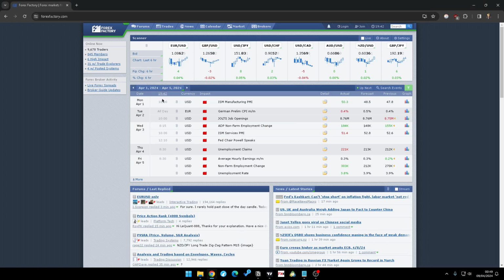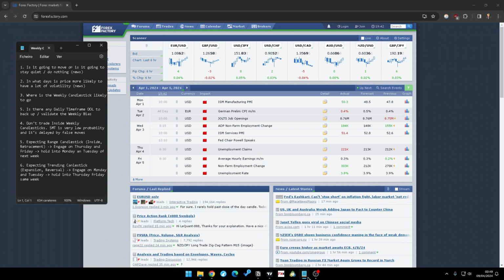So there's a lot of red news coupled with NFP, and right after acknowledging that it's going to move, you need to know in what days price is more likely to move and have a lot of volatility. And I mentioned that there is a lot of news on Wednesday and Friday NFP. Followed by that, you need to go where it's going to move. So you have a baseline for the weekly candlestick.